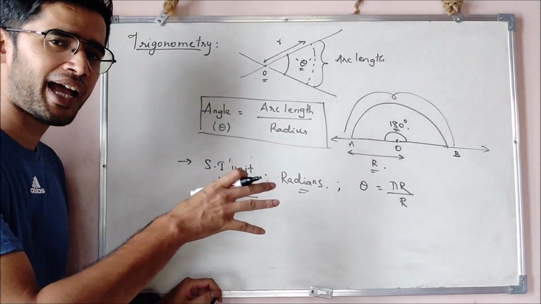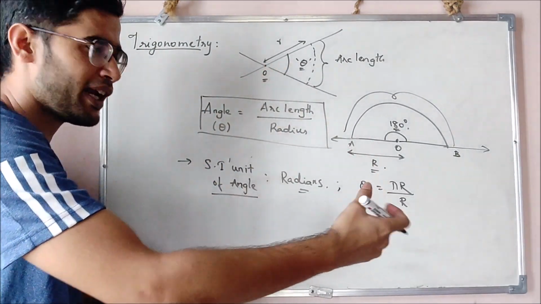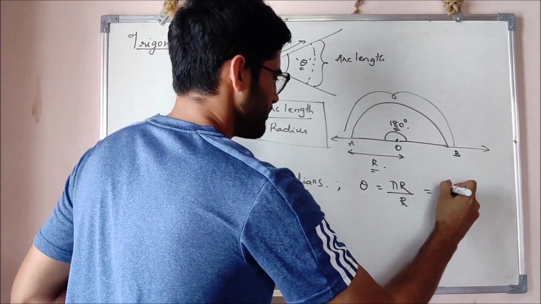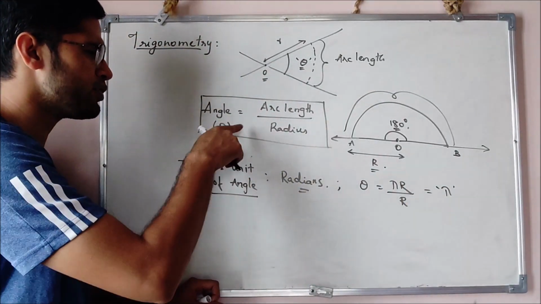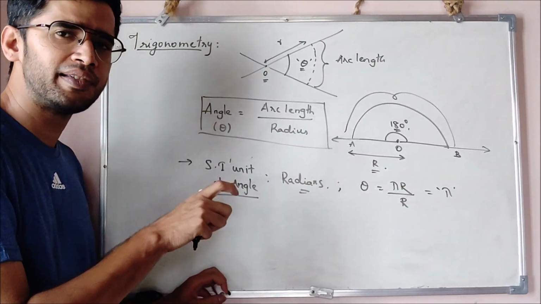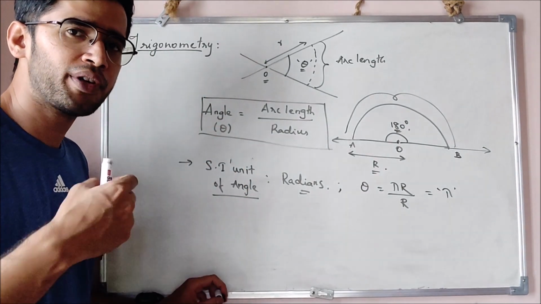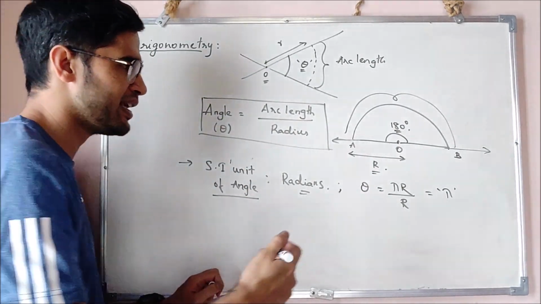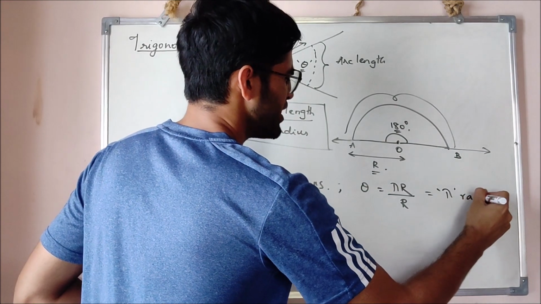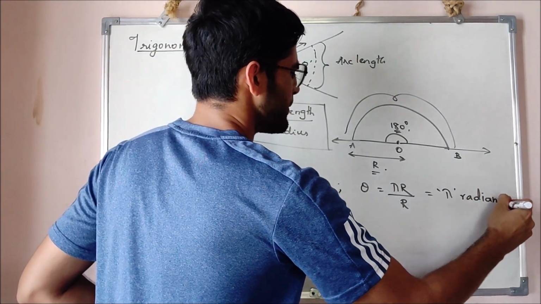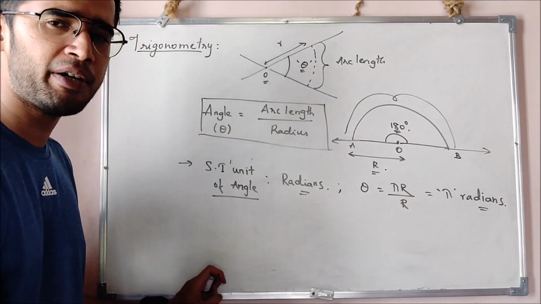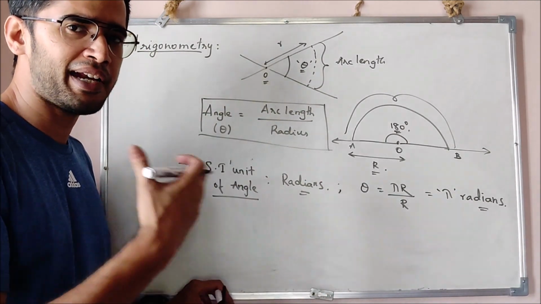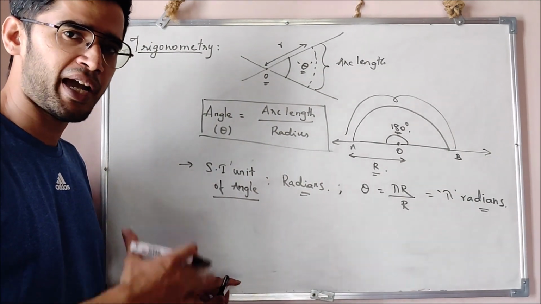But you see that you're not getting the answer as 180 degrees. You're getting the answer as pi, right? When you use the formula angle is equal to arc length by radius, you get the answer in terms of radians. That is the SI unit of angle. So here we'll say that the angle between these two straight lines is pi radians.